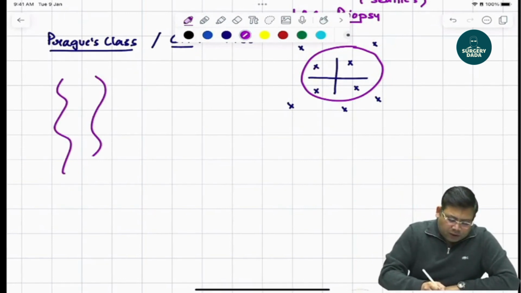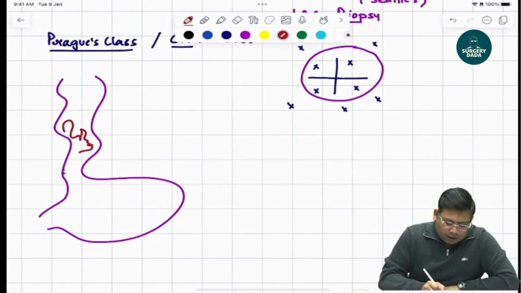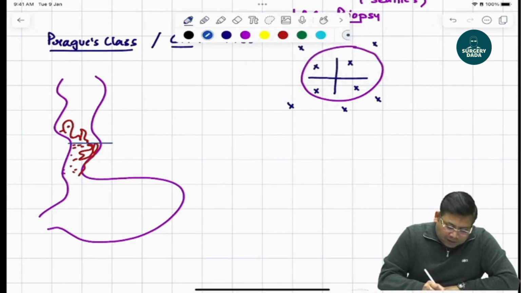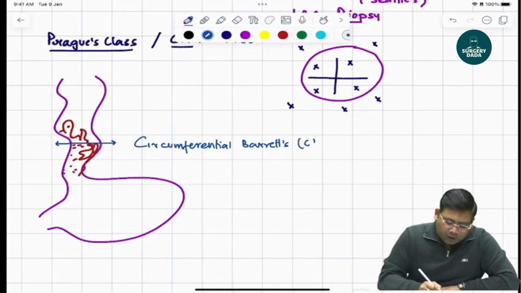So whenever you see the esophagus, imagine this is how you are looking at the Barrett's. This is the place where you have the Barrett's. Now if you see up till this level, there is circumferential Barrett's. So there is circumferential Barrett's at this length, and this is what is known as the C. From the GE junction you will measure, and this is the C distance.